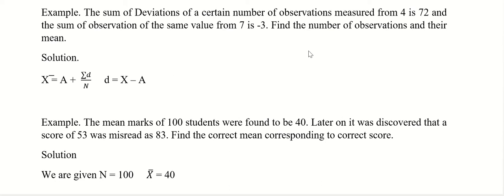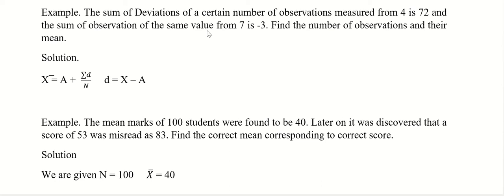So the first question we have here says that the sum of deviation of a certain number of observations measured from 4 is 72, and the sum of deviation of the same values from 7 is -3. Find the number of observations and their mean, right?